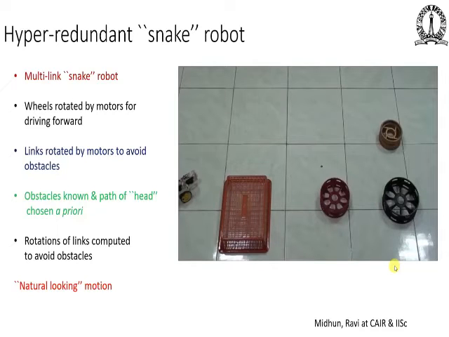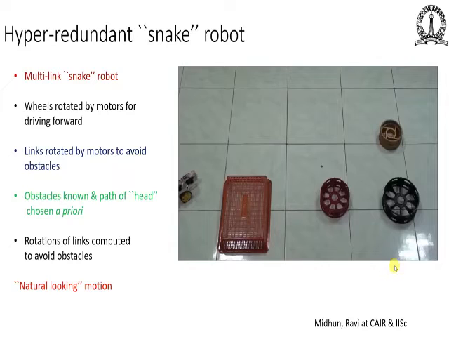Now let's come back to ISC and what are some of the work which we have done in ISC. So I am going to first show you a hyper-redundant snake robot. Okay, so this is a multi-link snake robot, and as you will see shortly, it consists of 12 links. So there are 12 motors which can rotate these links, and there are also some wheels, okay, which are also rotated by motors. So the wheels have to drive this snake robot forward.